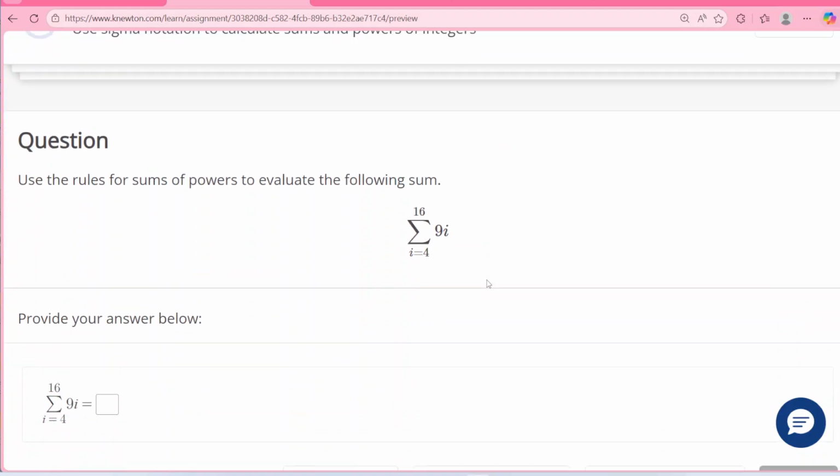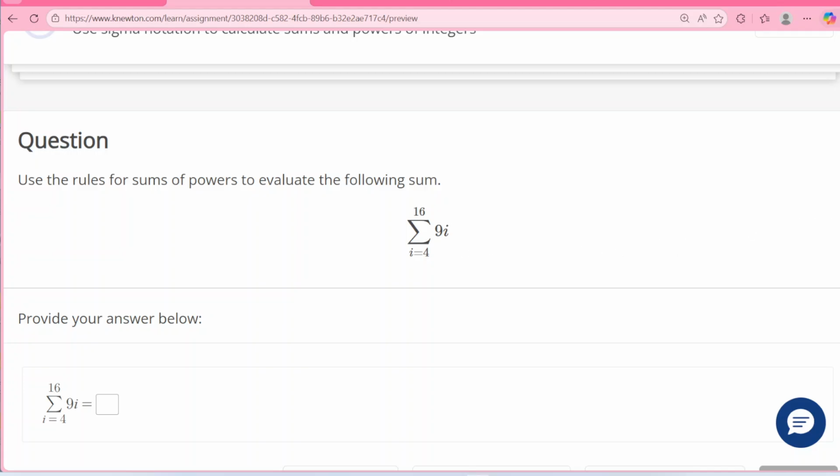All right, so this one has me using rules for sums of powers. So notice, I told you this earlier, right? If you're going to use rules for sums of powers, they should start at 1. So this one does not start at 1. So I'm going to have to manipulate this the way I did in an earlier question.